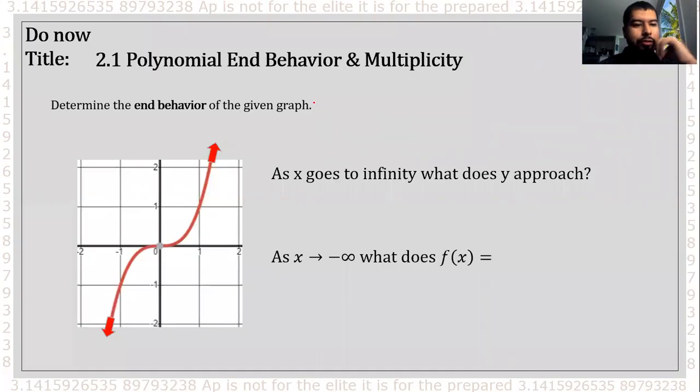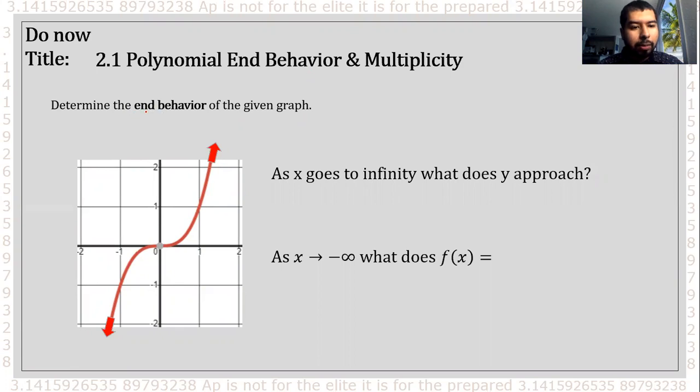Hello everyone. So I will be talking about 2.1, polynomial multiplicity and end behavior, of this new chapter. Okay, so this was originally a lesson from Friday, just that I accidentally forgot to upload it. Okay, so let me go ahead and record it.